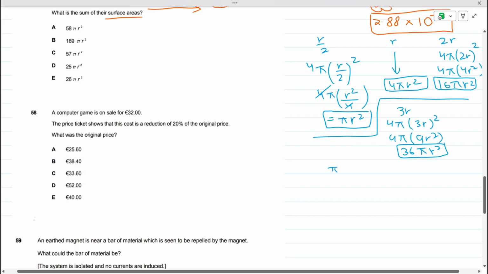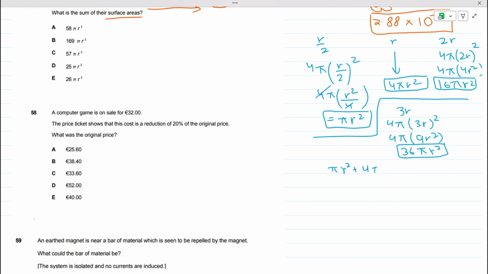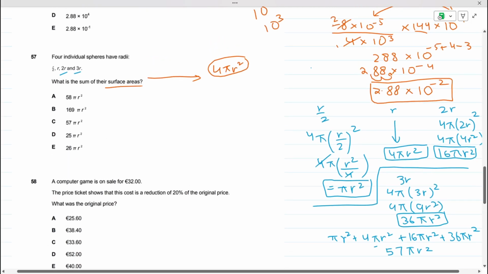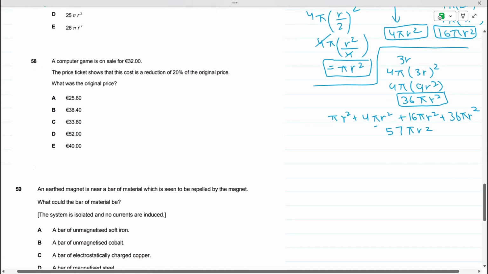We are just now supposed to sum these all. So pi r square plus 4 pi r square plus 16 pi r square plus 36 pi r square. So 5 pi r square, 5 and 16 is 21, 21 and 36 is 57 pi r square, right? So this is the answer we have gotten. 57 pi r square is the C option.